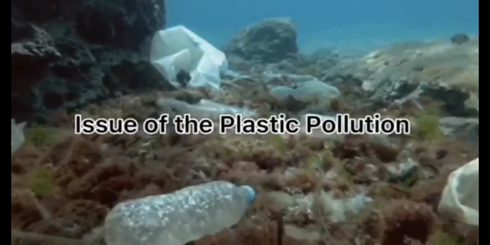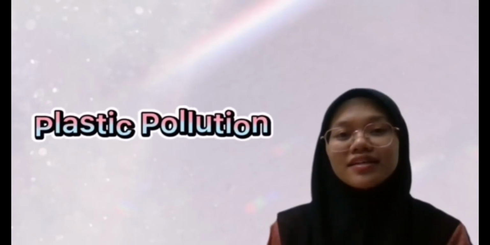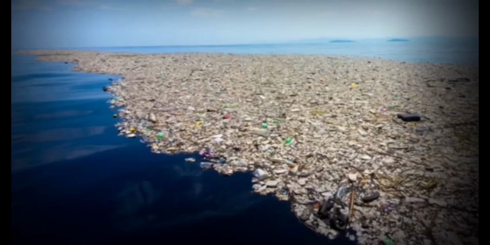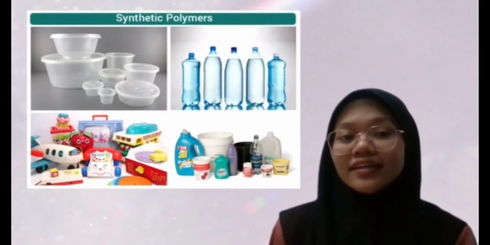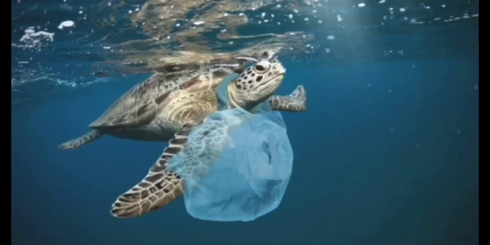Issue of plastic pollution. Plastic pollution is the accumulation in the environment of synthetic plastic products to the point that they create problems for wildlife and their habitats, as well as for the human population. Plastic is an incredibly useful material, but it is also made from toxic compounds known to cause illness, and since it is meant for durability, it is not biodegradable.